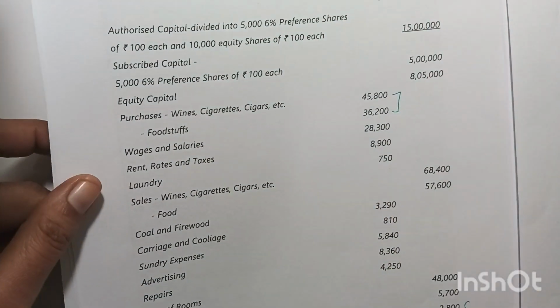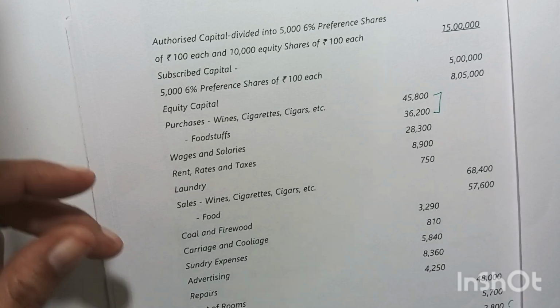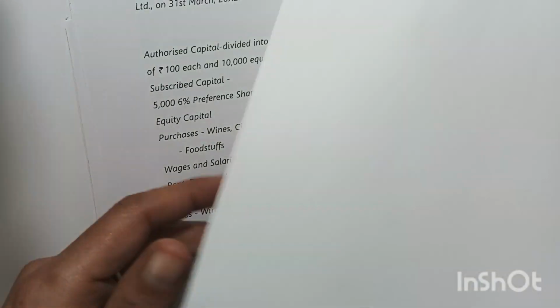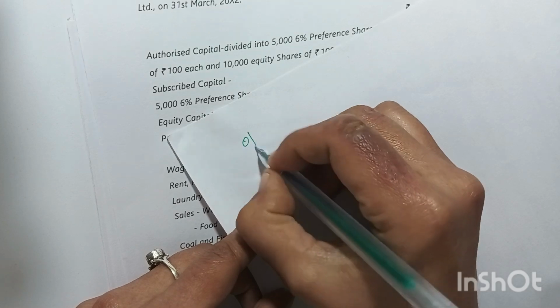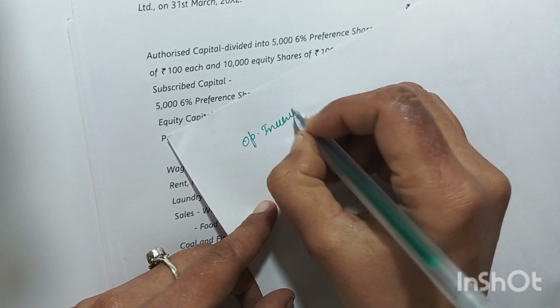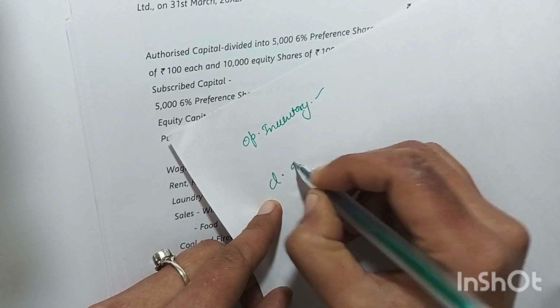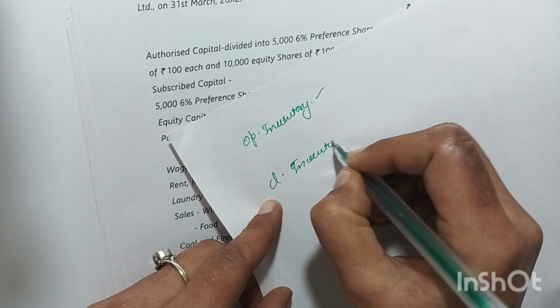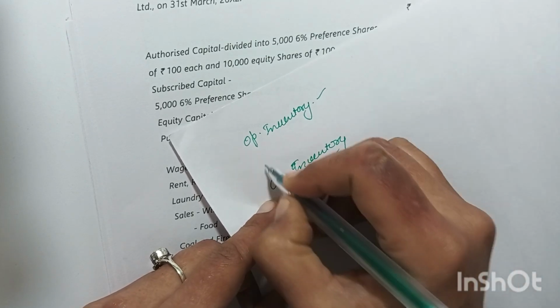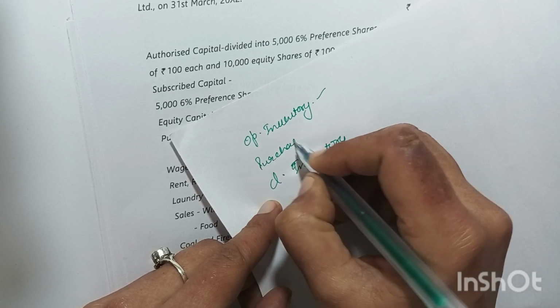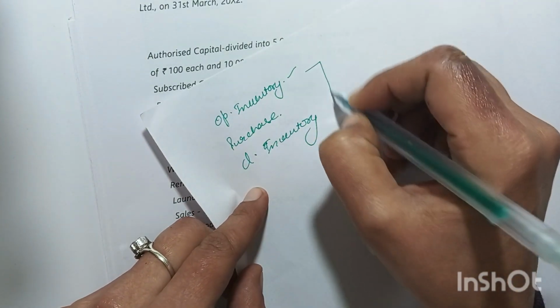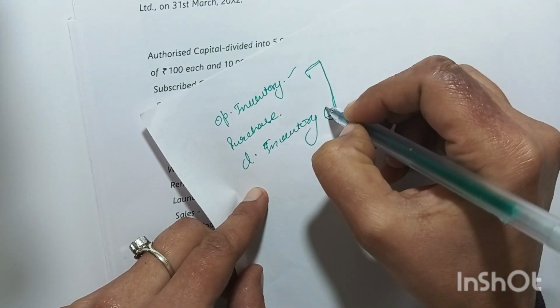So how will we calculate the cost of material consumed? Let's see, we are given the opening inventory, we are given the closing inventory, and we make some purchases during the year. So let's find out how much we consumed out of it.